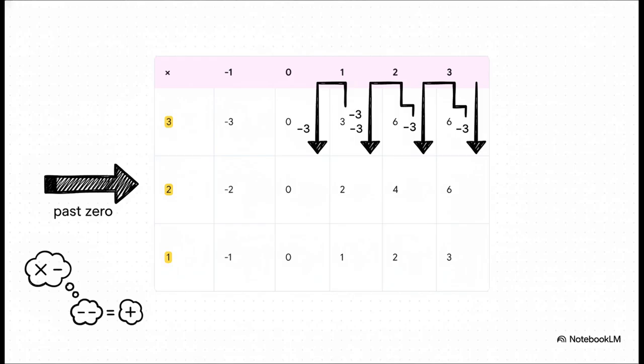We go from 9 to 6 to 3 to 0. So for that pattern to continue, what does the next number have to be? It has to be -3. This shows perfectly why a positive times a negative has to be negative.